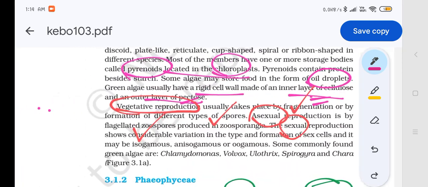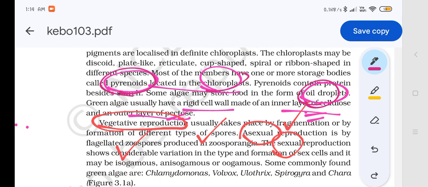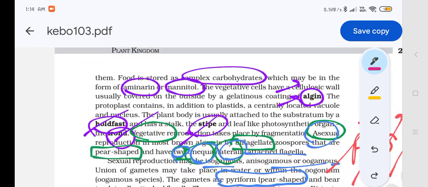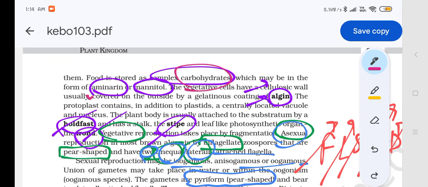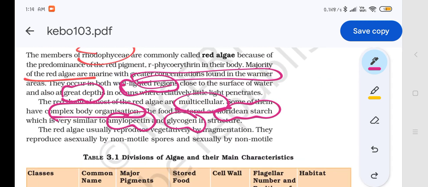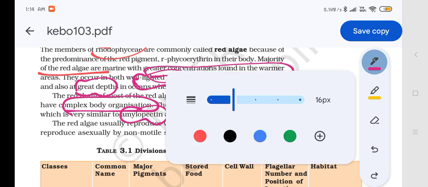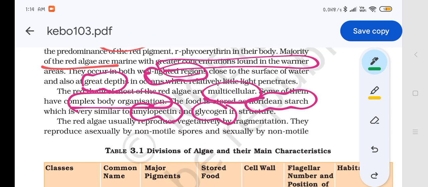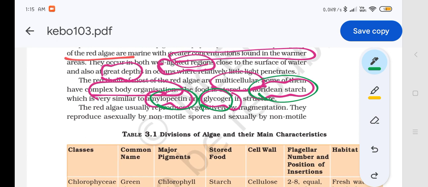The food in green algae was starch and oil droplets. In brown algae it is complex carbohydrate like laminarin and mannitol. Floridean starch has a structure like amylopectin and glycogen.